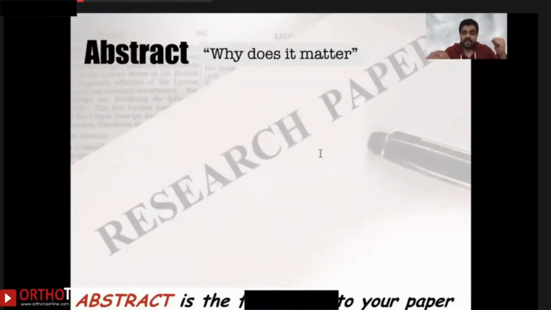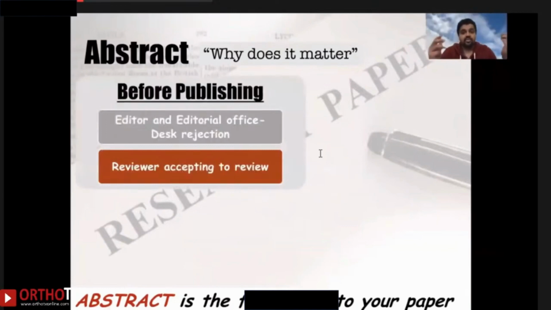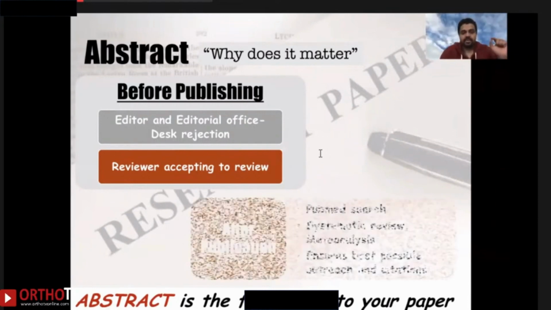So why does the abstract matter? For me, abstract is the front door to your paper. It's important even before you publish, when you upload, because if you want to avoid desk rejection from the editorial office, your abstract should be good. Second, an editor sends it for some reviewer to accept. The reviewer first sees the abstract. Only if he finds it good, he will accept a review. So that's why before publishing.